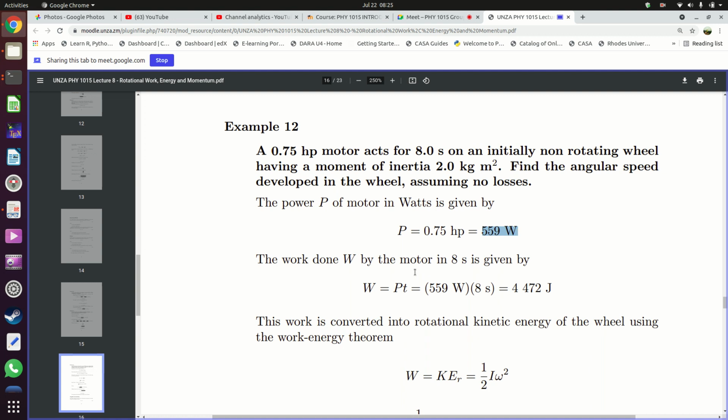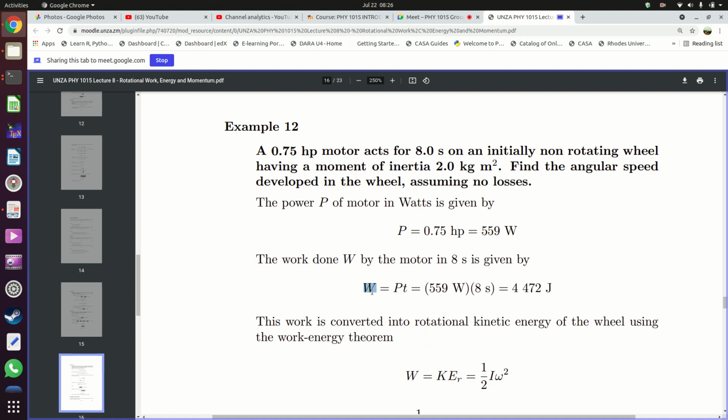We know from this expression that power is how fast you're doing work. Power is equal to work divided by time. So using the definition of work divided by time, we can find out how much work has been done, in this case how much rotational work has been done.